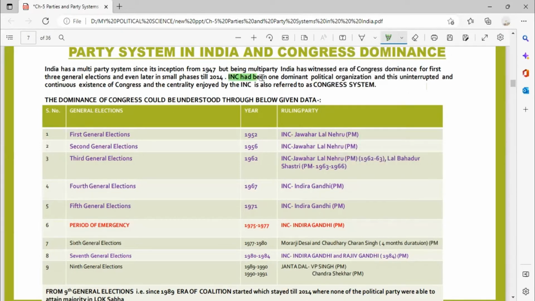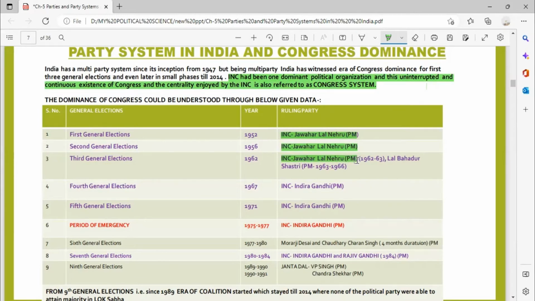The Indian National Congress had been one dominant political organization, and this uninterrupted and continuous existence of Congress and the centrality enjoyed by it is also referred to as the Congress system. Now, the dominance of Congress can be understood through the first general election in 1952: Indian National Congress, Jawaharlal Nehru PM. Then the second general election, Jawaharlal Nehru PM. Third general election, again Jawaharlal Nehru.